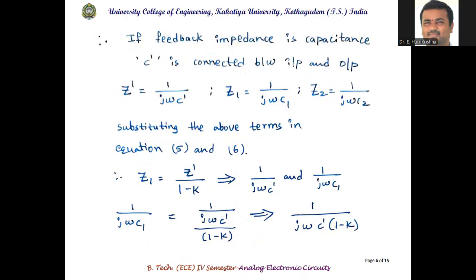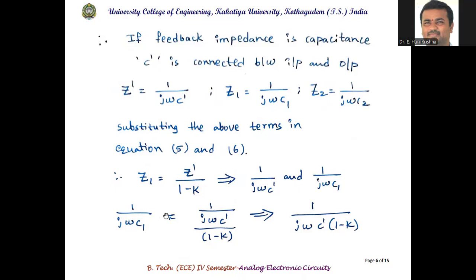If the feedback impedance is a capacitance, C dash is connected between both input and output. We make substitutions in the previous equations. That is, Z dash is equal to 1 by j omega C dash, Z1 is equal to 1 by j omega C1, Z2 is equal to 1 by j omega C2. Substituting the above terms in equations 5 and 6 gives Z1 is equal to Z dash by 1 minus K. So we are substituting 1 by j omega C dash and 1 by j omega C1 in this equation.